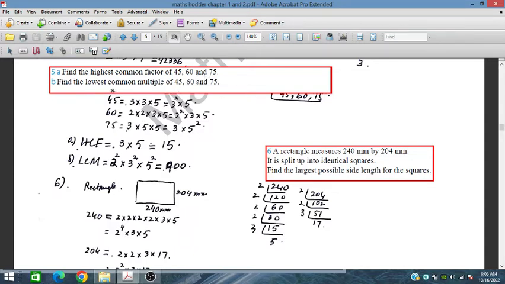For finding the lowest common multiple, we can say that for the highest common factor we take the intersection, and for LCM we take the union. So for LCM, this is 2 power 2, 3 power 2 and 5 power 2, because this is the highest one. So 2 power 2, 3 power 2 and 5 power 2 becomes 900.